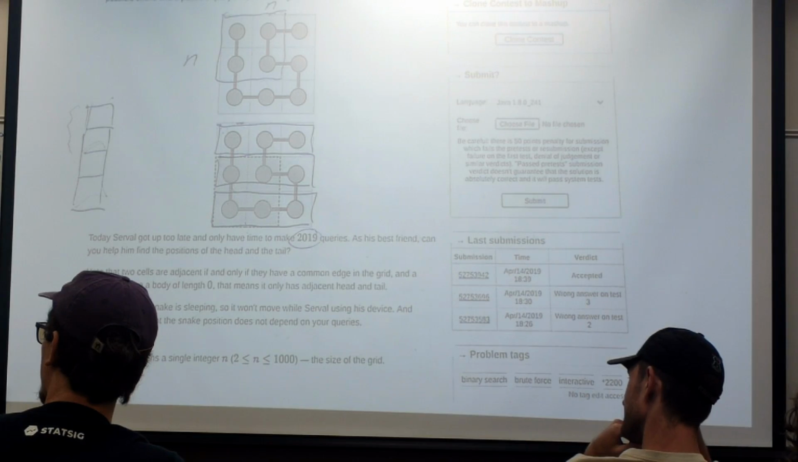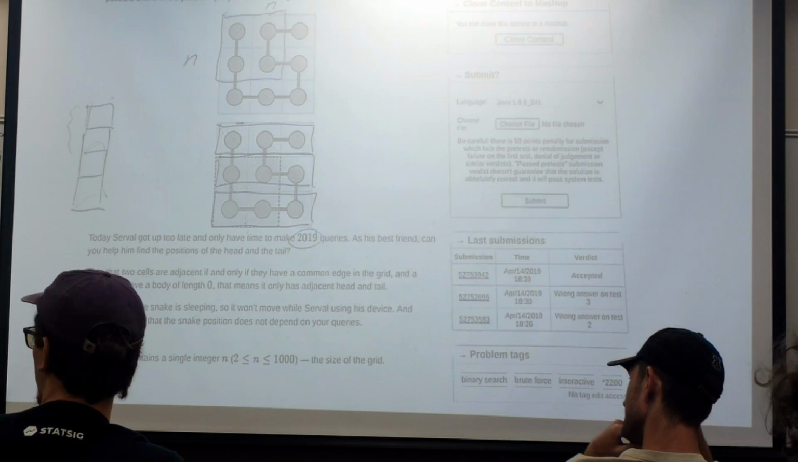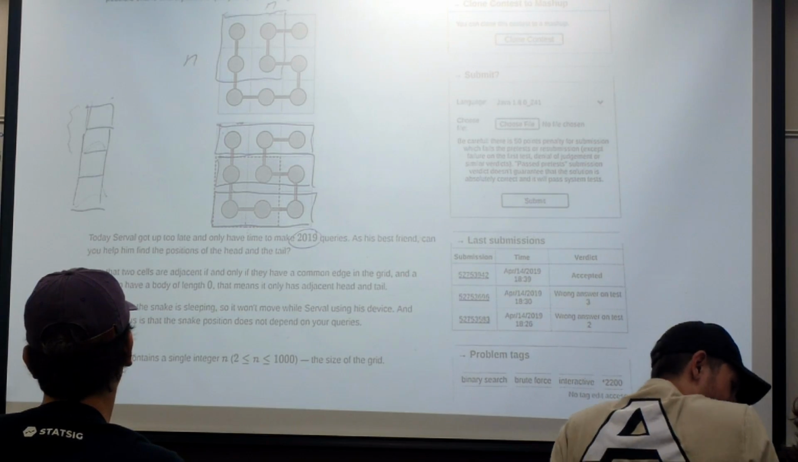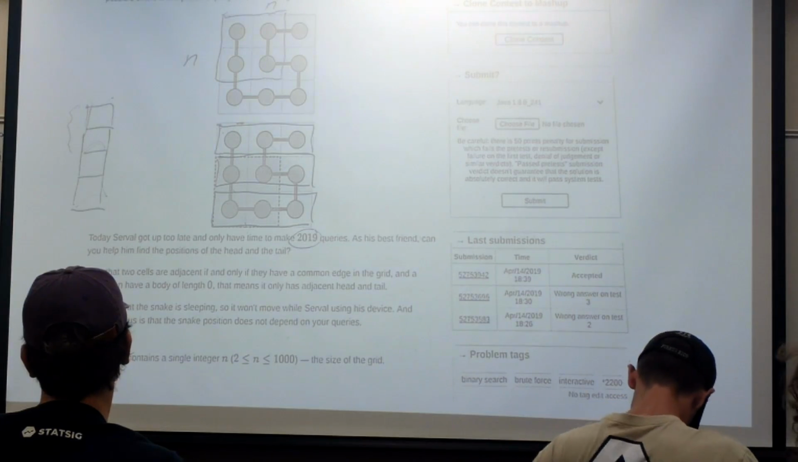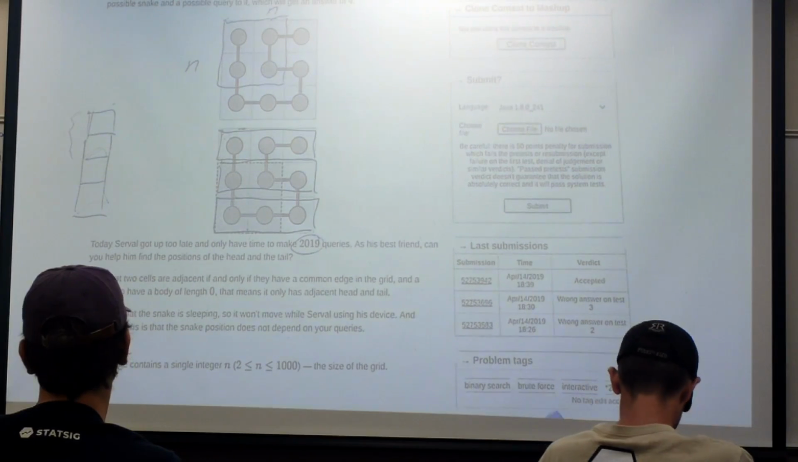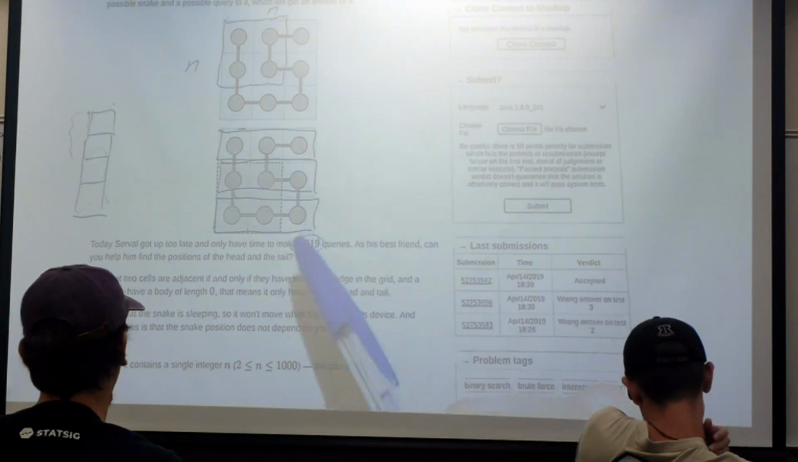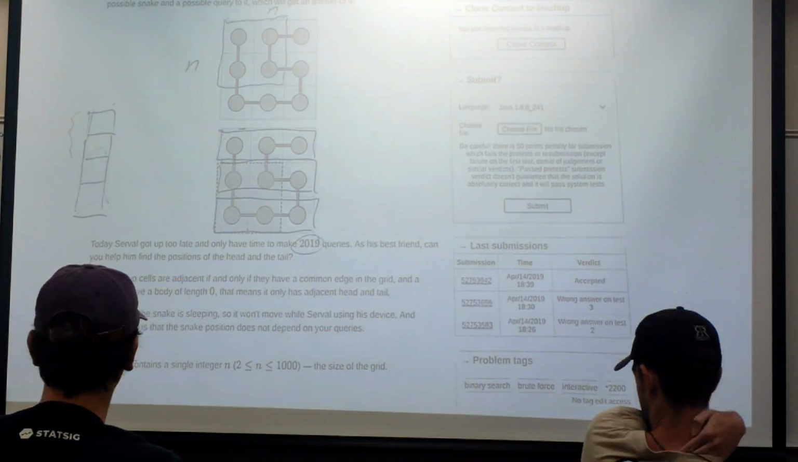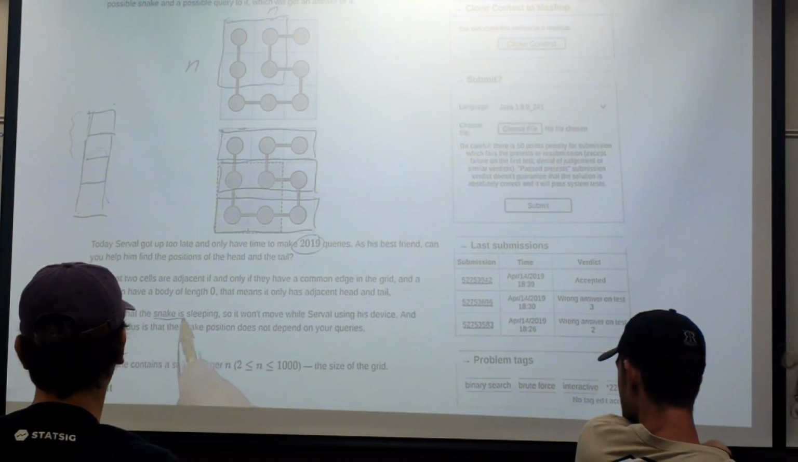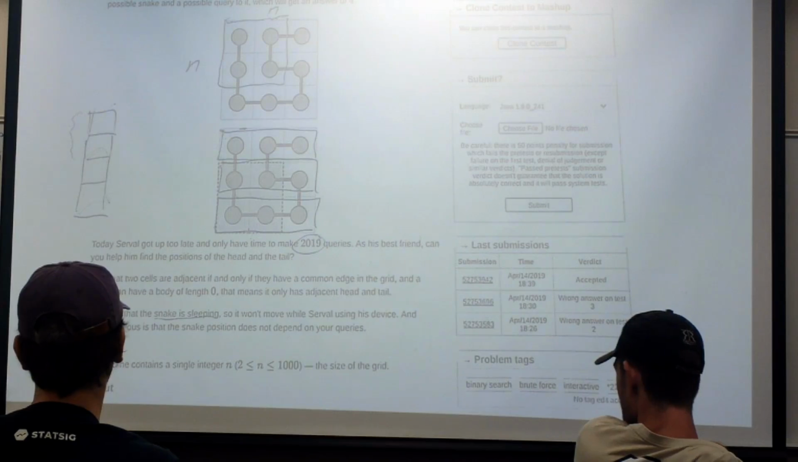If it's adaptive, then they can wait until the very last moment to give you their answer. That'd be hard to write adaptive though, because it has to be Hamiltonian. It does tell you in the problem that it's not adaptive. The note says the snake is sleeping, so it won't move while using its device, and it does not depend on your queries.